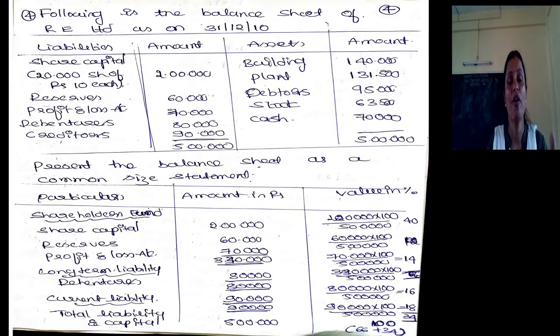Try to understand, when you prepare a common size income statement or common size balance sheet, we need to arrange the items in a particular order. We should be very cautious. We can start with current asset, no problem: current asset, investment, non-current asset, total asset. If you start with current asset, you have to start with current liability on the liability side: current liability, long-term liability, shareholders fund. If you start with shareholders fund, you need to start with non-current assets on the asset side. This is the way in which we prepare a common size balance sheet.